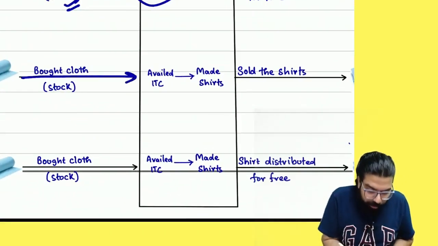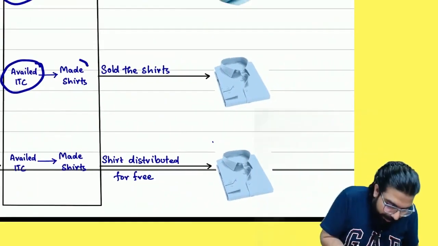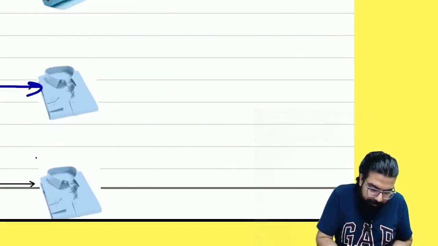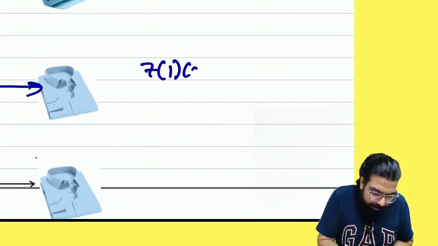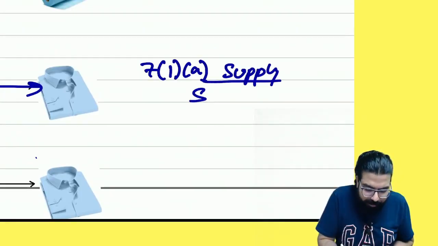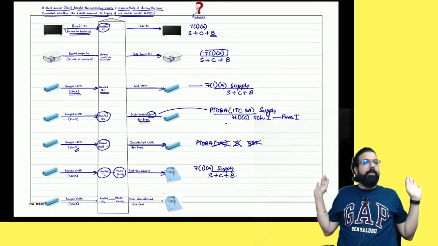I bought cloth. I took the ITC. I made a shirt. The shirt I sold. 7(1): supply or not supply? What is it? Sale plus business. Anyone? Any doubt?